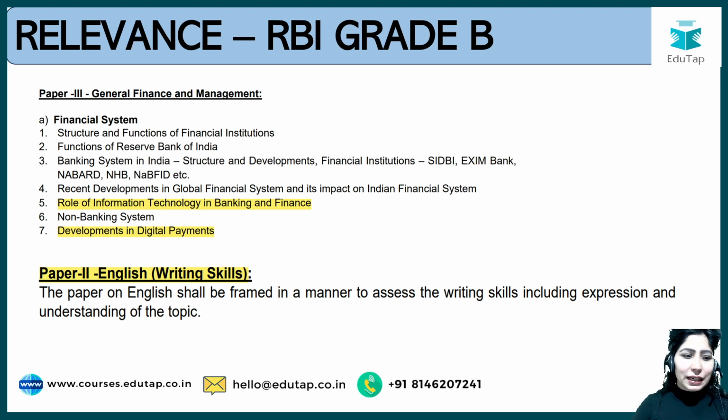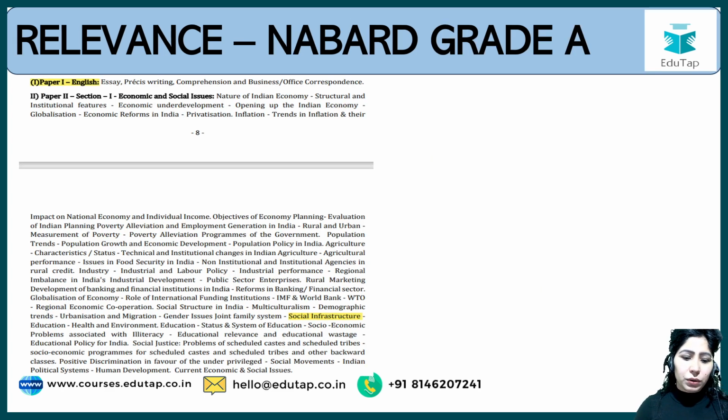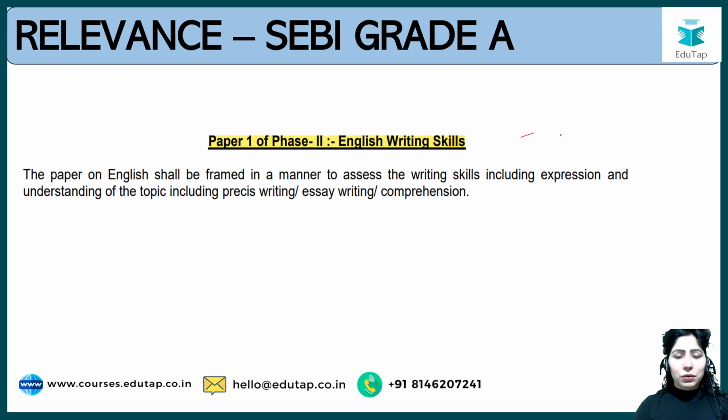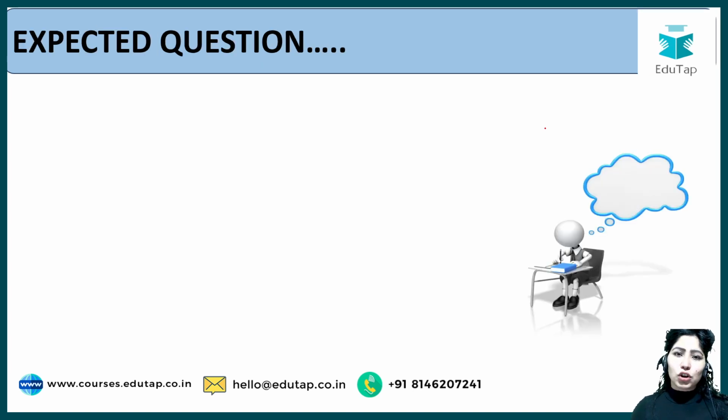Now, the relevance for RBI Grade B, you can relate it with role of information technology in banking and finance. Obviously, digital inclusion or DPI is helping us in banking and finance and developments in digital payments. Also, this topic remains important for English writing skills. For NABARD Grade A, you can relate it with social infrastructure, because digital gadgets, availability of digital infrastructure leads to human development also. So anywhere in social infrastructure, education, health, environment, and human development, you can relate this topic. And for SEBI Grade A, like direct correlation cannot be found, but yes, when it comes to financial inclusion in the finance part of your syllabus and in English writing skills, this topic finds great relevance.